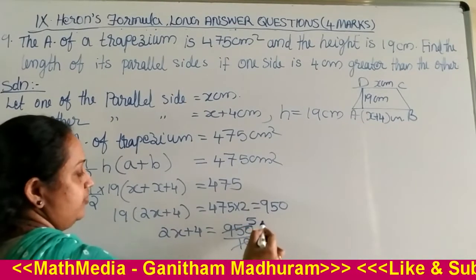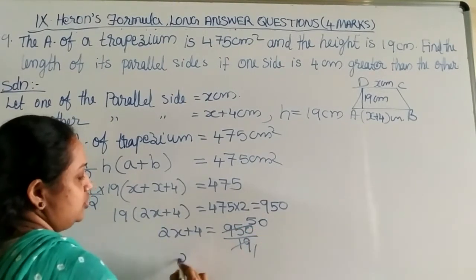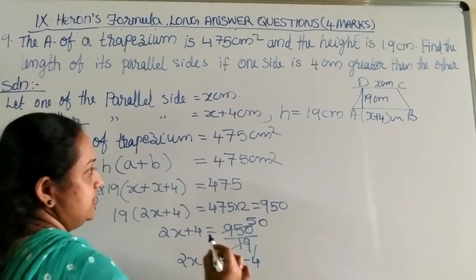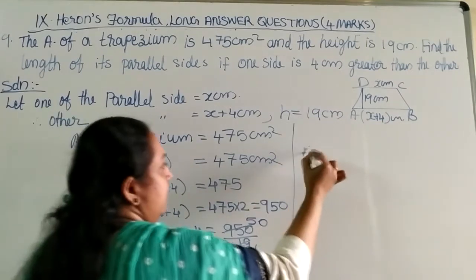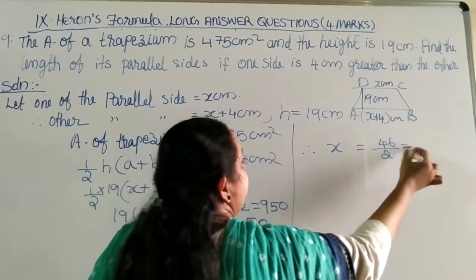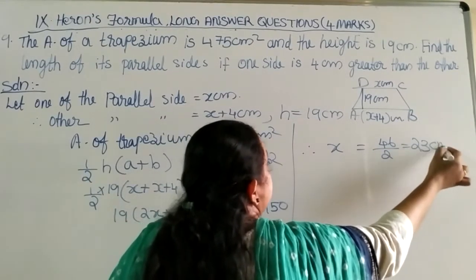Now you can divide 95 by 19. Cancelling, we get 5, 50. So 2x equal to 50 minus 4, that is equal to 46. Therefore, x equal to 46 upon 2 equal to 23 centimeter.